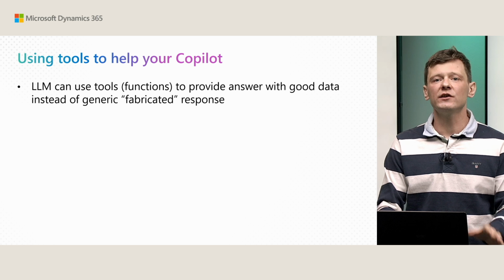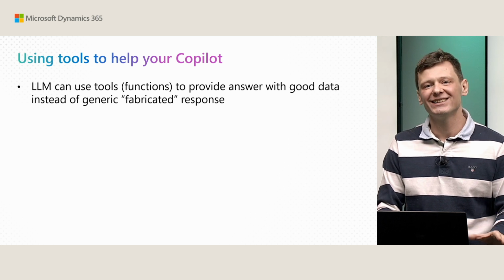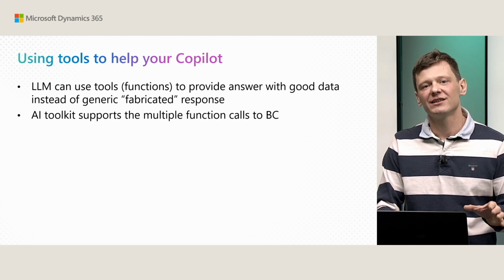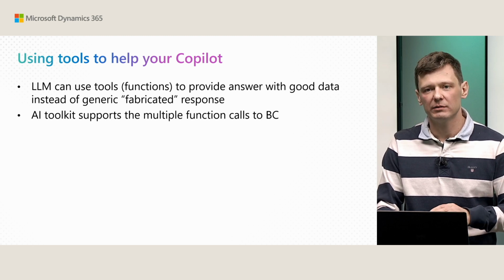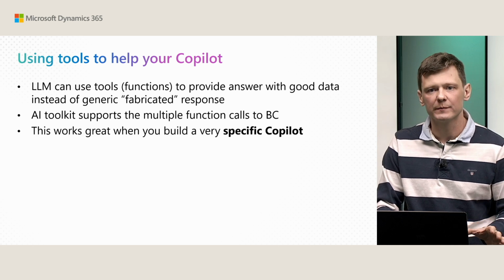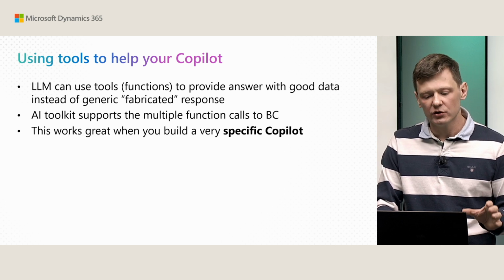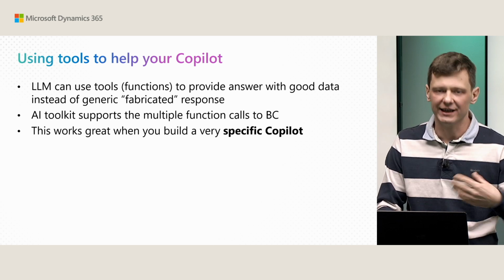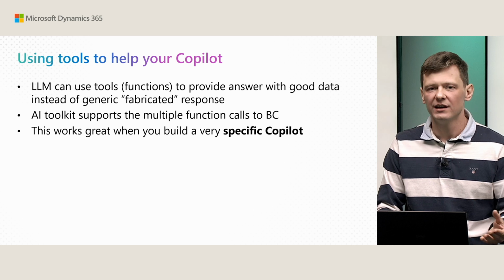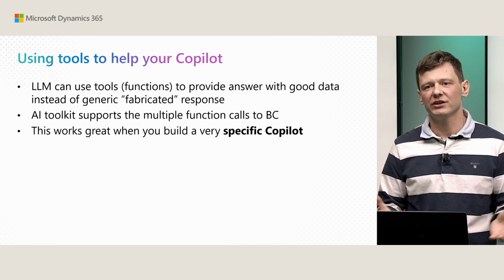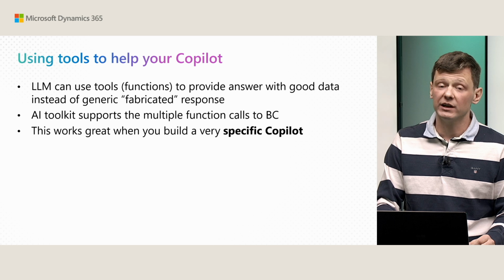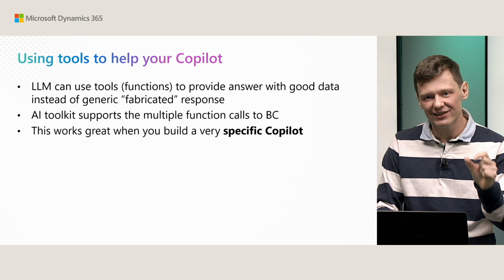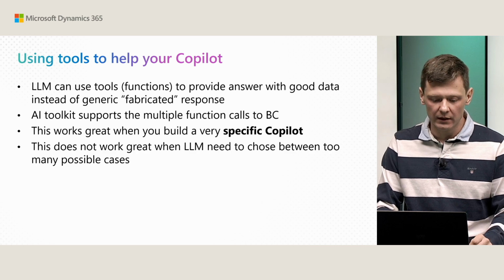Using tools helps your Copilot to deal with fabrication. In the Business Central AI Toolkit, we support multiple function calling, a small thing but important. Our recommendation: try to build a very specific Copilot. You can build a Copilot to help the user with pricing, or about order status. But if you want to build a God Copilot which can help you with everything, you probably don't have enough technology for now to deal with that. So you want to stay humble and smaller.